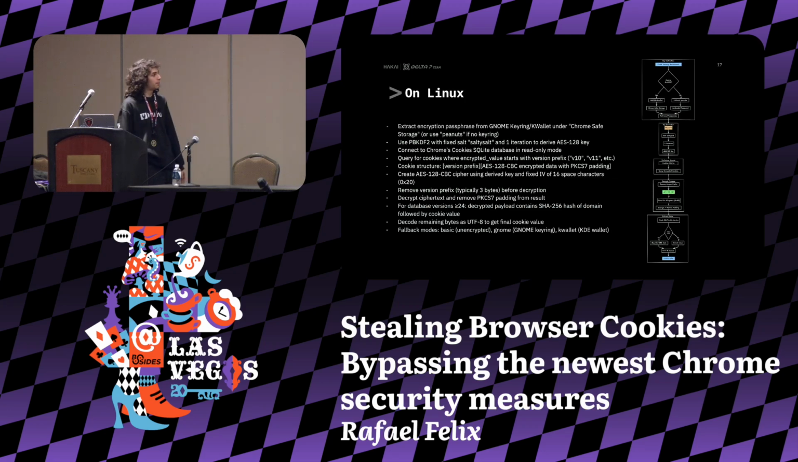The same process repeats. The IV for the cipher is 16 space characters, which is 0x20. We then remove the version prefix, decrypt the ciphertext, remove the PKCS7 padding, and follow the same thing here for the database version, which is the SHA-256 hash of the domain. We decode as UTF-8, and then we get the final decrypted cookie, also with the diagram here, if you guys like that.